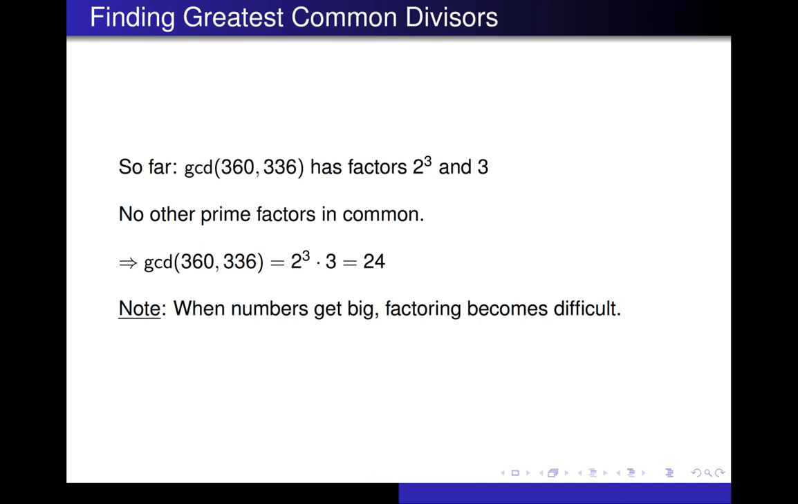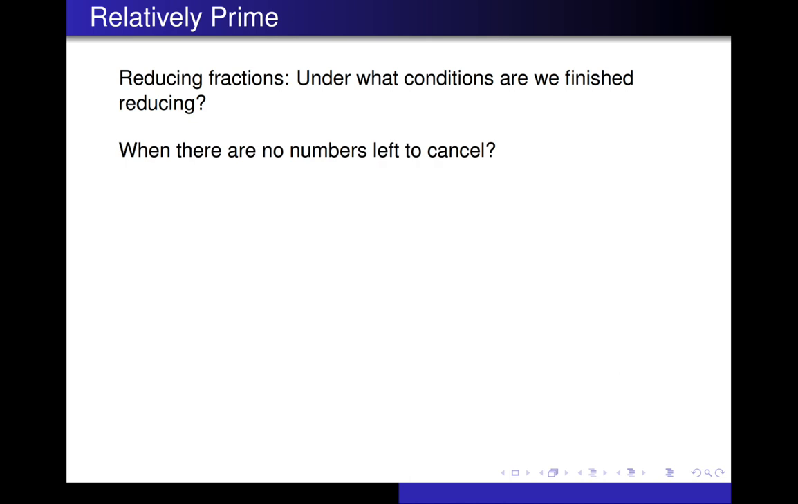All right, so let's go to a concept that is related to GCD, and that has to do with integers being relatively prime. So let's go back to reducing fractions. And the question you might ask is, okay, so we've reduced fractions. When do we stop? Under what conditions are we finished reducing? When have we gotten to our most reduced form in the fractions? Well, one possible way of saying this, maybe, is when there are no numbers left to cancel.